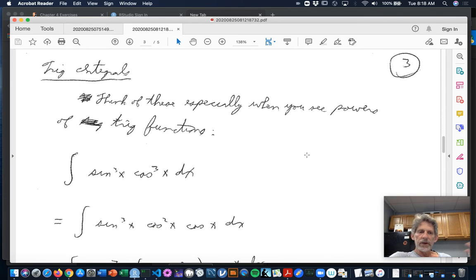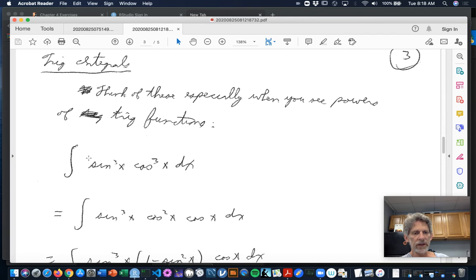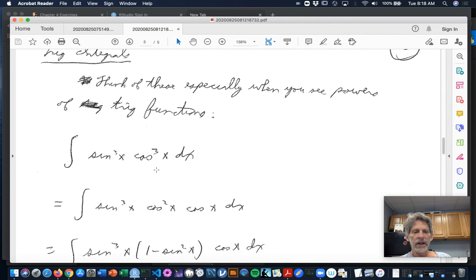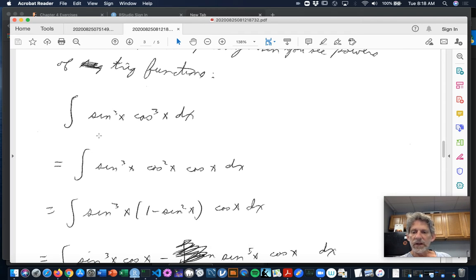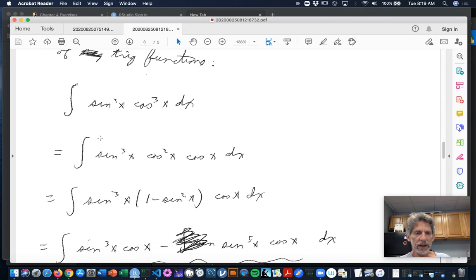Trig integrals, another thing to think about. Think about them especially if you're looking at powers of trig functions, like this one here. The thought is, could I somehow mix in a power of one trig function with just power 1 of the other trig function? Could I mix in powers of sine with just one cosine, or powers of cosine with just one sine? Let's try to mix in powers of sine with just one cosine.